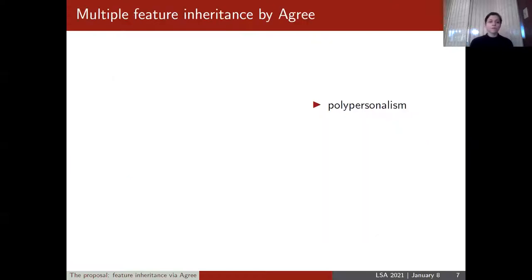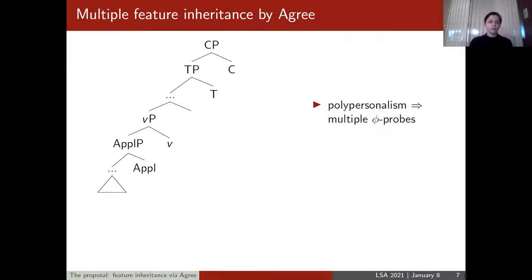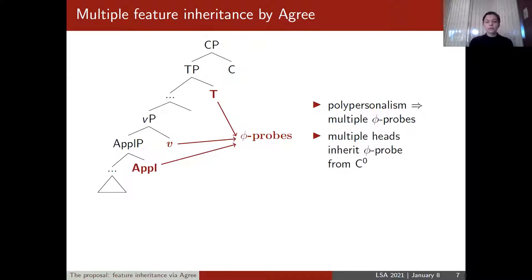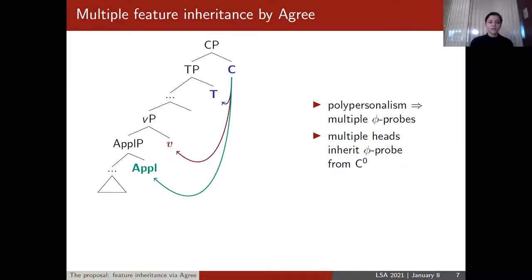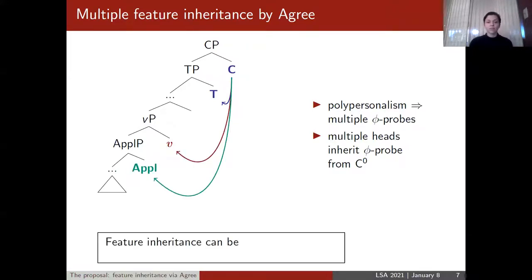Well, what happens in a system that has polypersonal agreement? You have multiple probes agreeing with various arguments. I'll be arguing that in Western Kashan, a language with polypersonalism, there are multiple phi probes, in particular T, little v, and Appl. And I will argue that these multiple heads have to inherit a phi probe from C. So it's not just T as in English that has to inherit a phi probe, it's also little v and Appl. So you have this happening multiple times and at a longer distance. So it's not strictly local.